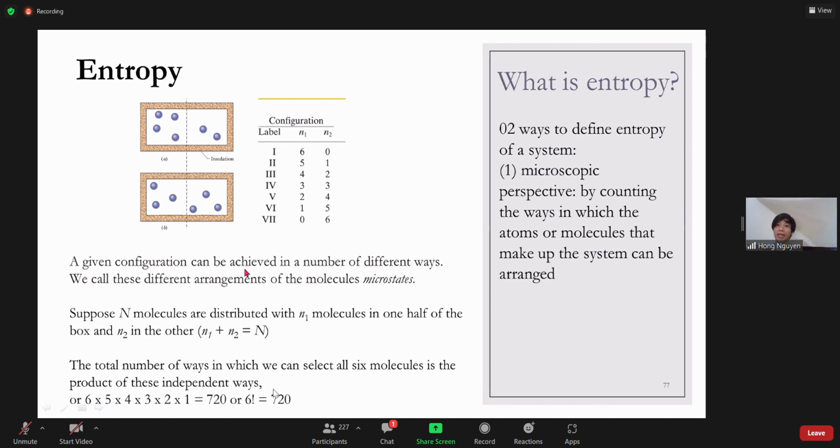Here, this way we calculate when the 6 are all different, then we may have 720 independent ways. But now, because the 6 are all identical, we have to eliminate the microstates which are identical.